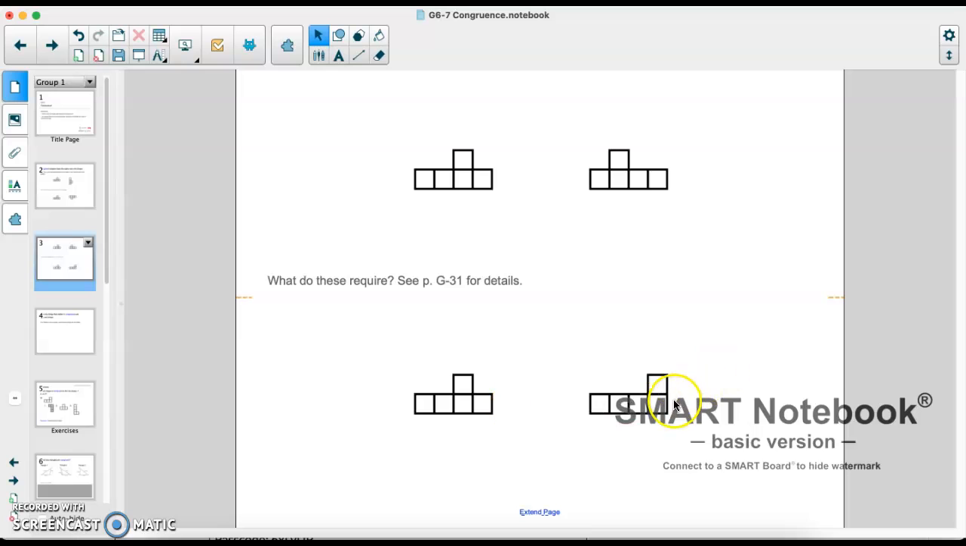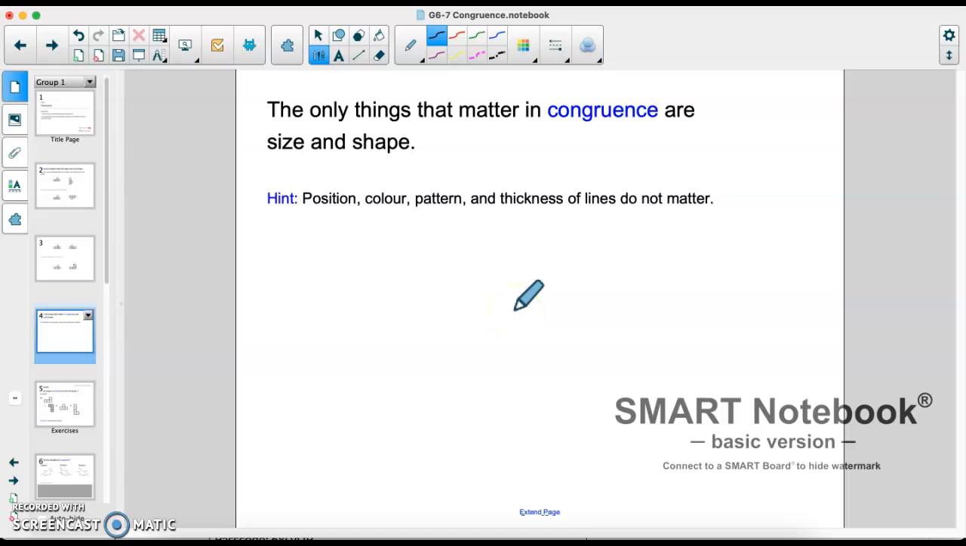Now these two are actually not congruent shapes. There's no way I could turn this around or rotate it or flip it so that it's going to fit. I would have to move this square over one spot, and that's the only way that would become congruent. Now that means that they're not congruent, okay? So the only things that matter in congruence are size and shape. Position, color, pattern, thickness of line, none of that stuff matters, okay?